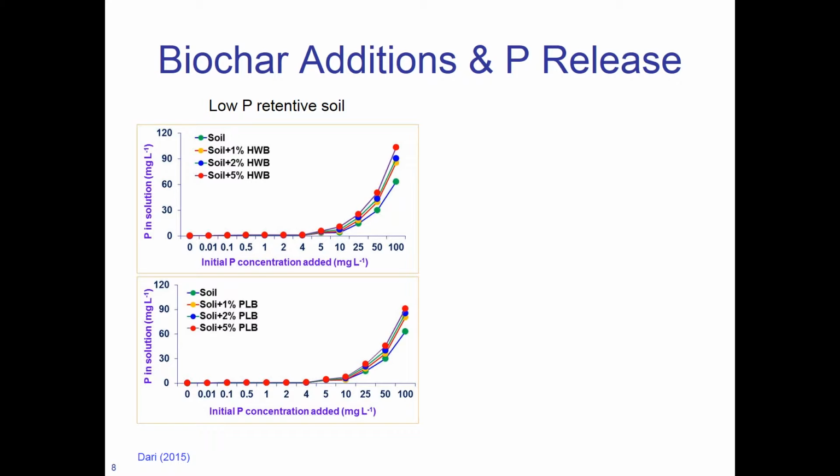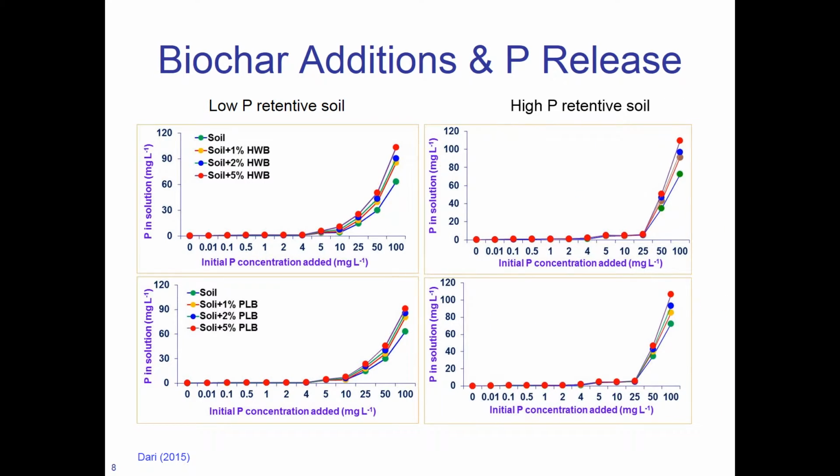And what do we notice? As you add the phosphorus, the release of phosphorus occurs at about the same place, irrespective of the biochar type. Remember, the poultry litter biochar had lots more phosphorus than the hardwood biochar. So what we see here is a property of the soil that determines what happens when biochar is added to it.